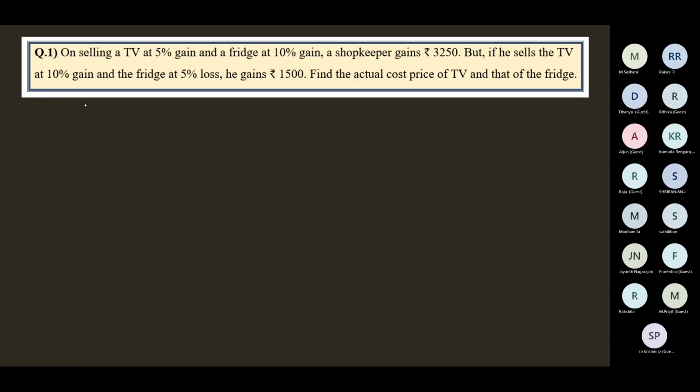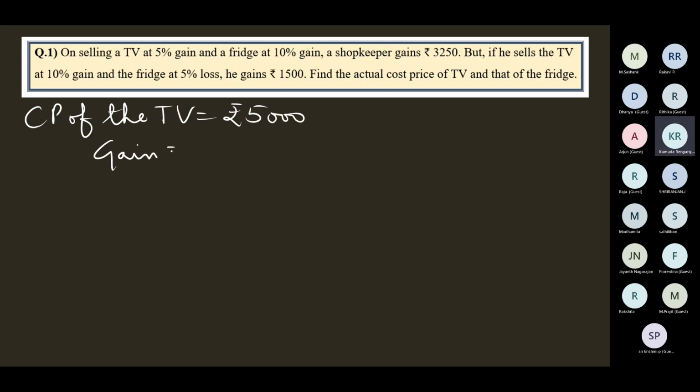So, supposing the CP of the TV is say 5,000 rupees. Now, how do we find the gain? How do you find the gain on selling the TV? Let's assume that CP of the TV is rupees 5,000. So how do we find the gain? Gain is given to be 5%. TV 5%, fridge 10%.